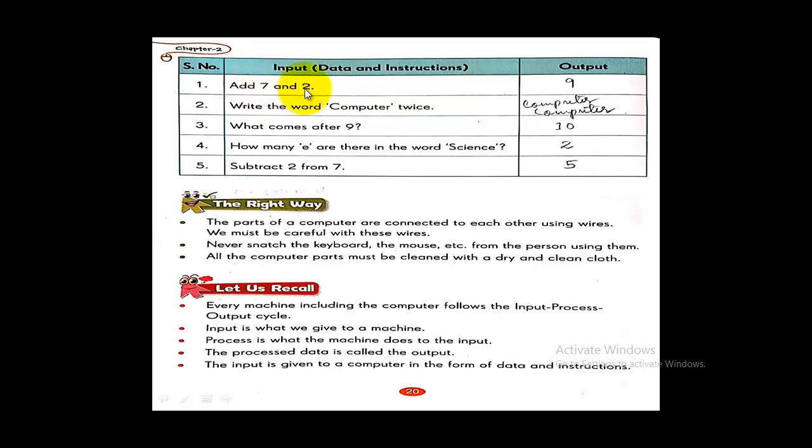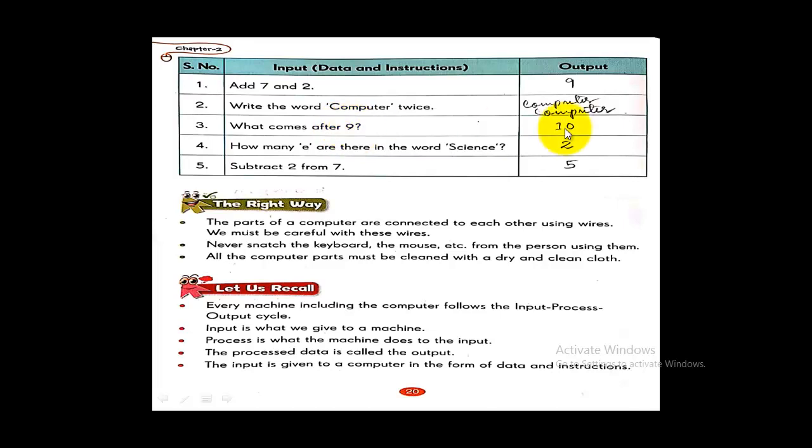Now write the word computer twice. Now what comes after 9? 10. This works in our brain, and then the output is 10.